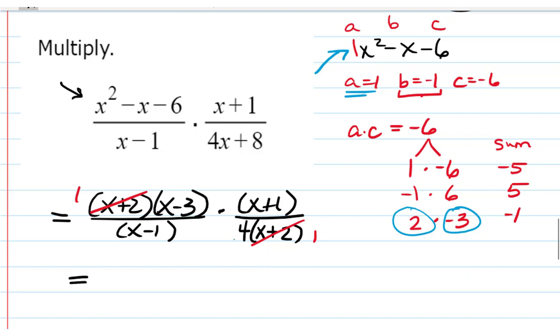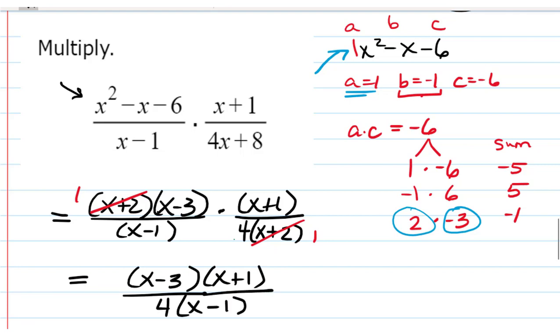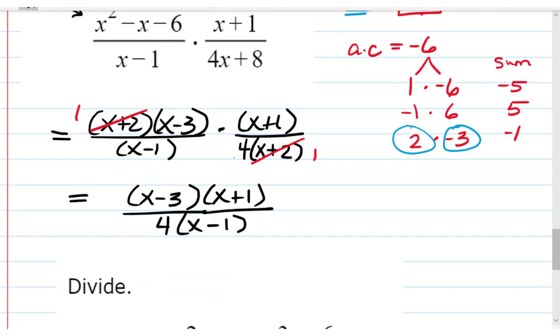So multiplying straight across, we have x minus 3 times x plus 1 over, and then we have 4 times x minus 1. Now, sometimes in some online homework systems, or if you're working on multiple choice tests, they might have this multiplied out in the numerator. So let's just practice really quick. When you multiply two binomials, you have to FOIL.